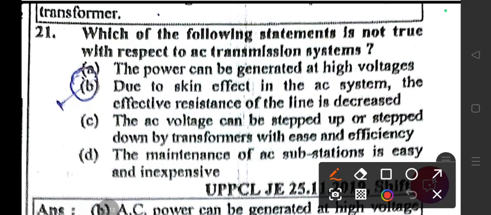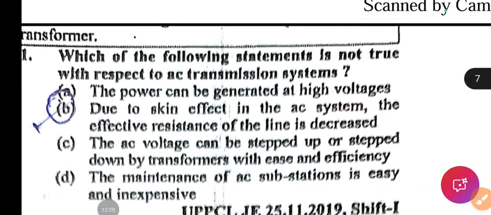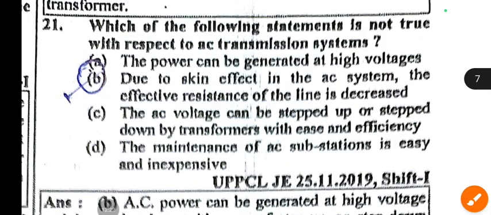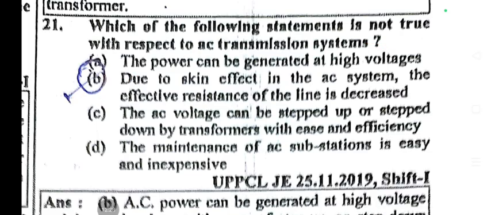Now see, due to skin effect in an AC system, the effective resistance of the line does not decrease, it increases. Our answer is increases, so the statement saying decreases is wrong. So our answer will be B. Not true with respect to AC transmission systems. Okay, the answer will be B.